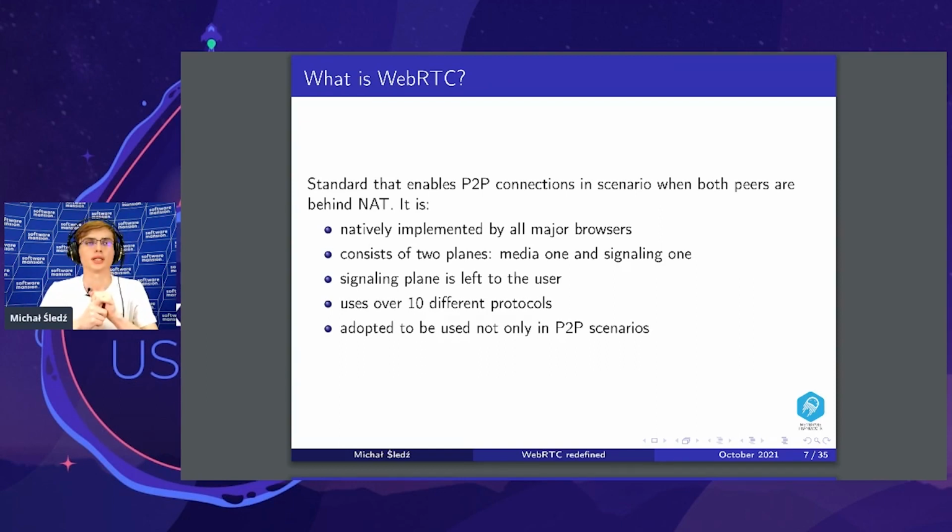The signaling plane in WebRTC is left to the user. This means that there exist functions in the WebRTC API that you have to use for creating signaling messages, but you have to carry these messages to your peer on your own, and you have to provide your own signaling server that you will send messages through.